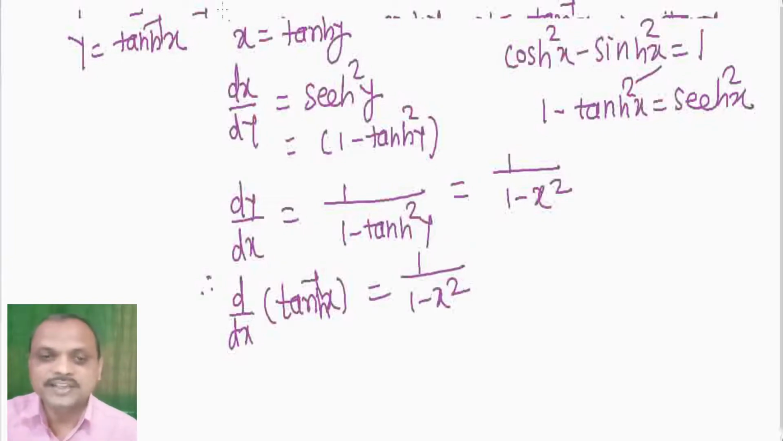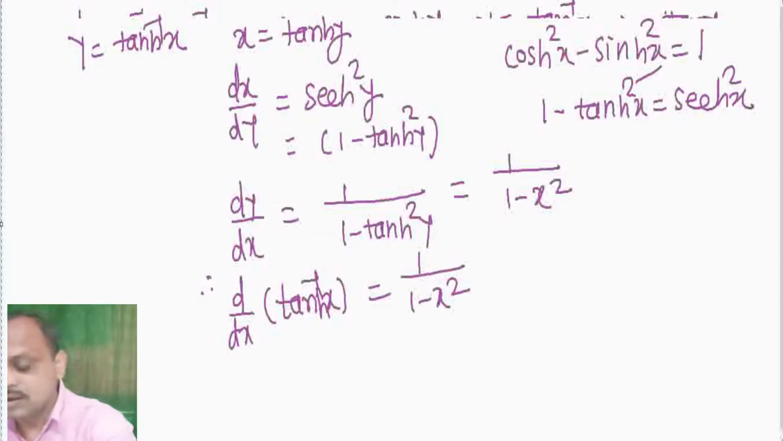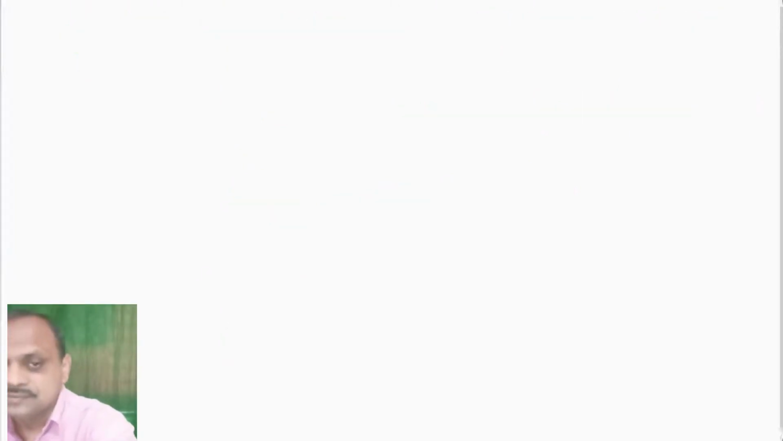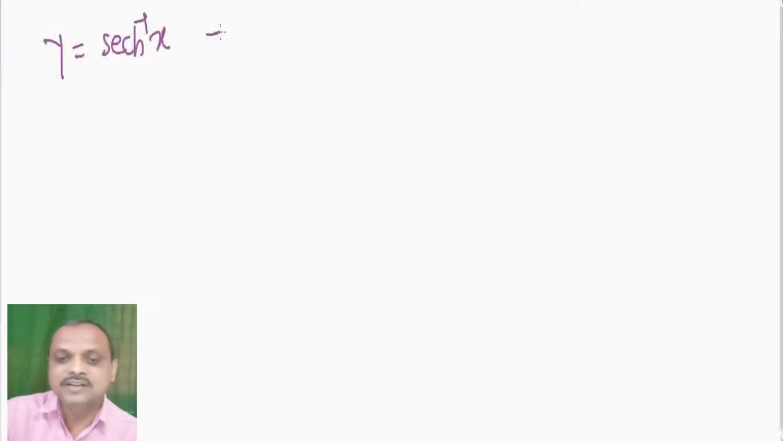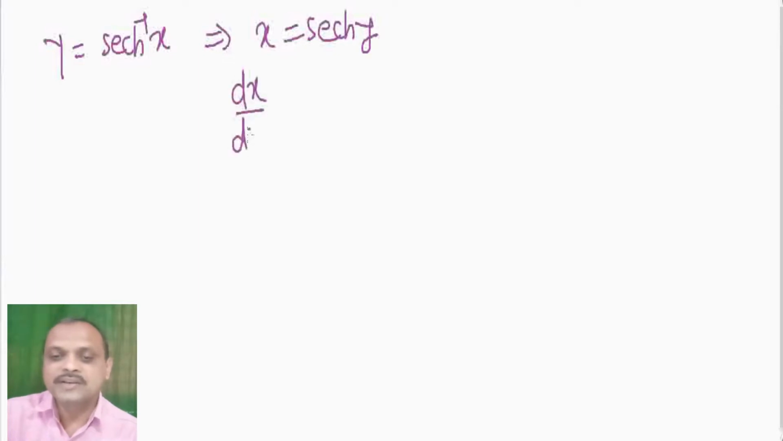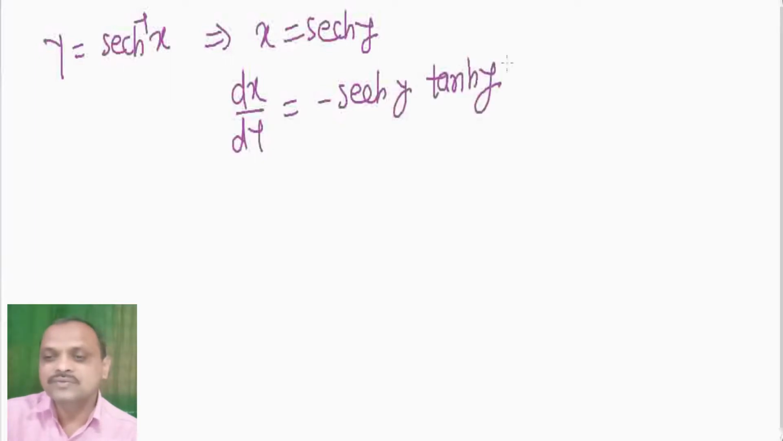Now let us find the derivative of sech inverse. y equal to sech inverse of x. This gives x equal to sech y. Then dx divided by dy equal to minus sech y into tanh y.